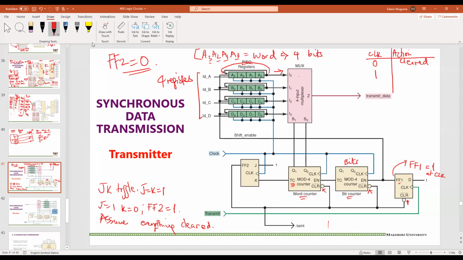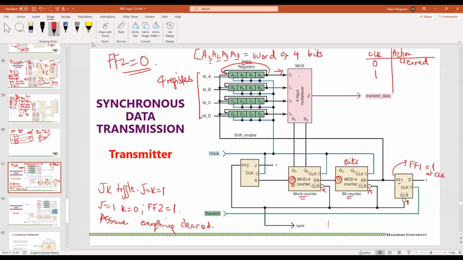So even this output, I'm going to explain what TC is. Actually, TC is 1 when you start the counter, at the starting point of the counter, which is 0, 0, 0. It is almost similar to RCO, but RCO is 1 when you reach the terminal state of the counter, which is 1, 1, 1. This one is 1 when you reach 0, 0, 0. You get a 1.